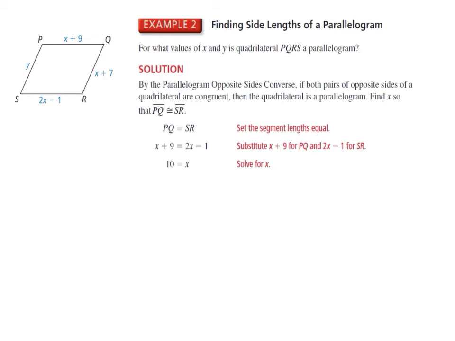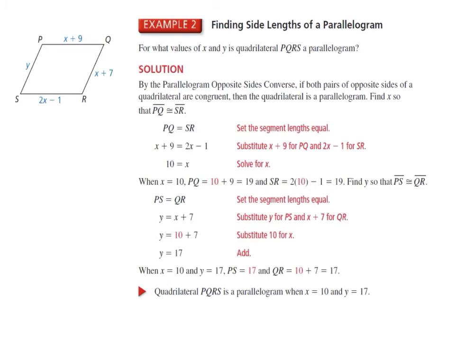So our first equation will yield a value of x equaling 10 when we solve for x. So 2x minus 1 equals x plus 9. Solve for x by combining like terms. And then once you have that value of 10, you plug that into the expression y equals x plus 7. So we can plug in 10 for x, and that yields a y value of 17. So when x equals 10 and y equals 17, the length of PS is 17, and the length of QR is also 17. So quadrilateral PQRS is a parallelogram when x equals 10 and y equals 17.